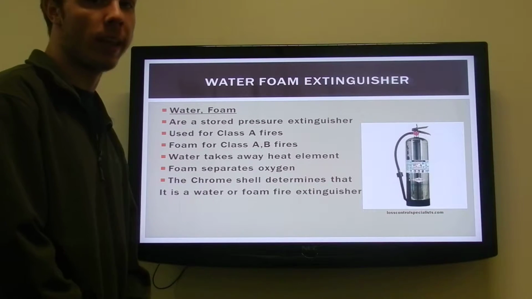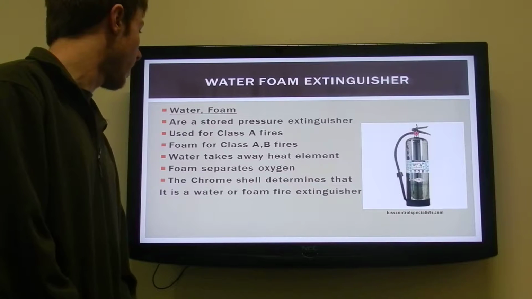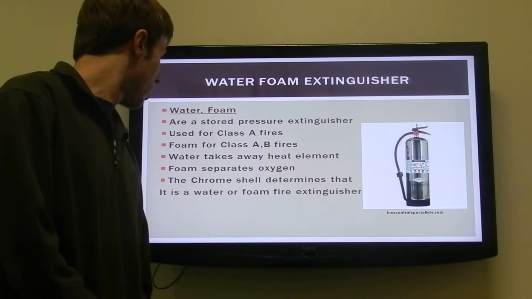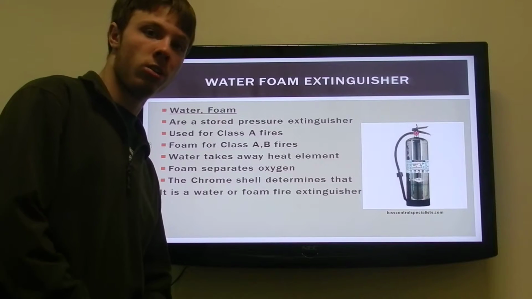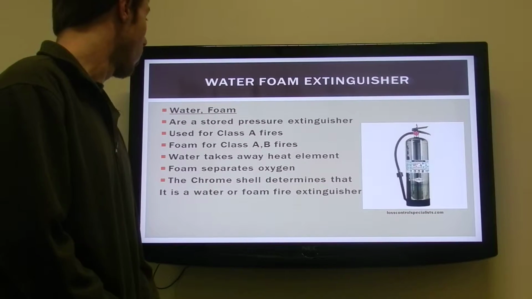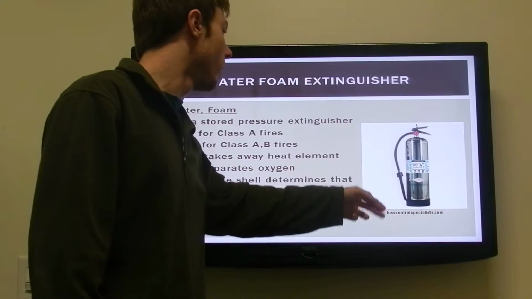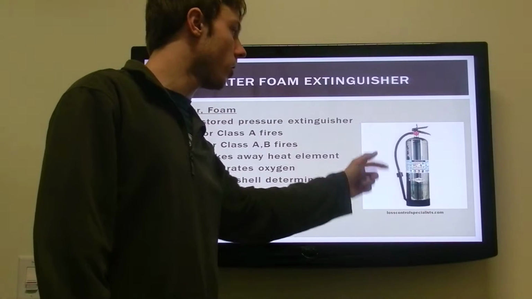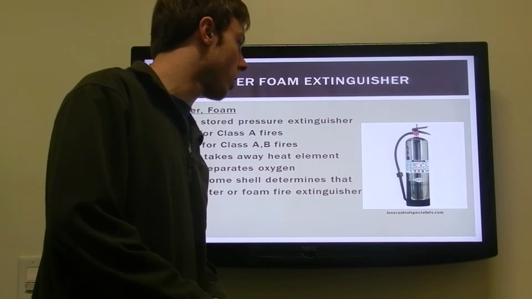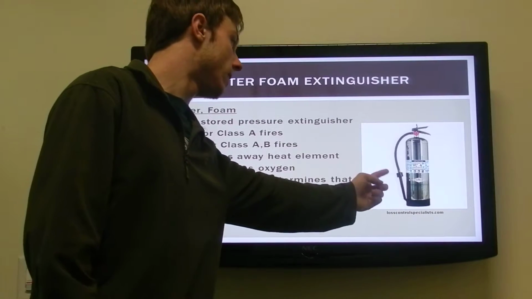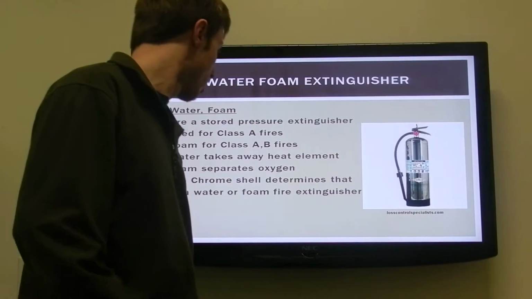The water takes away the heat element, and foam separates oxygen from the fuel. It makes a foam layer over it so it can't reignite. The way to determine that it is water or foam is the chrome shelled cylinder with the label, and for the foam it's chrome and the different type of nozzle in this picture.